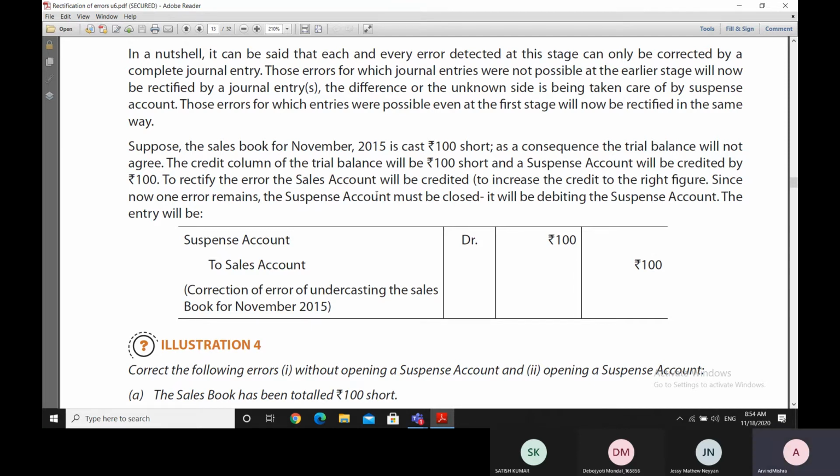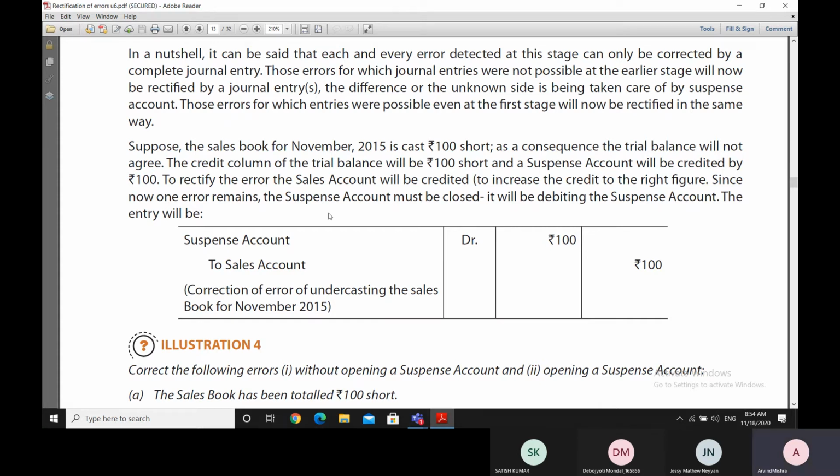But to rectify the error, the sales account will be credited when we find the error. To rectify the error, the sales account will be credited, to increase the credit to the correct figure in the sales account.